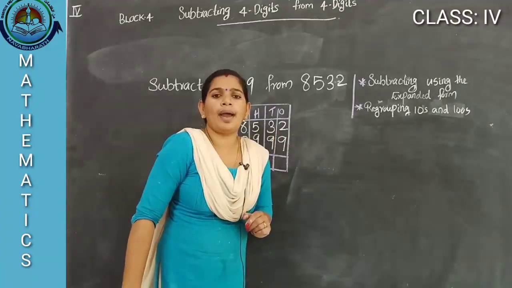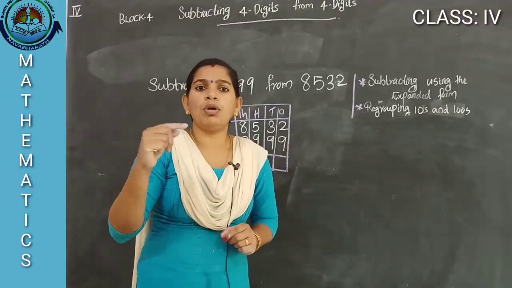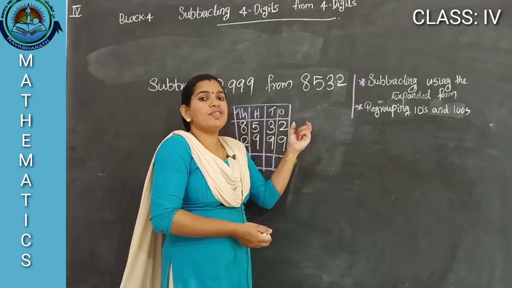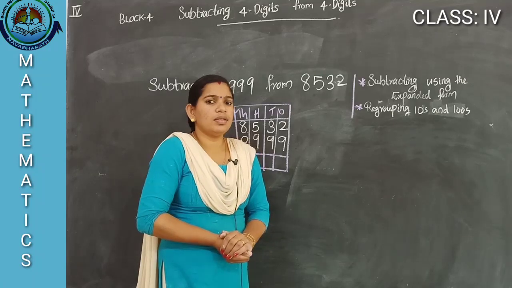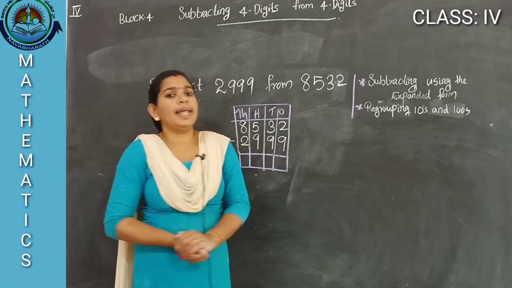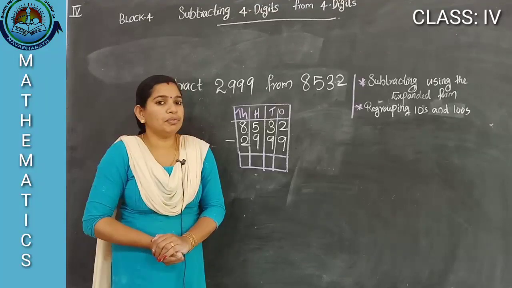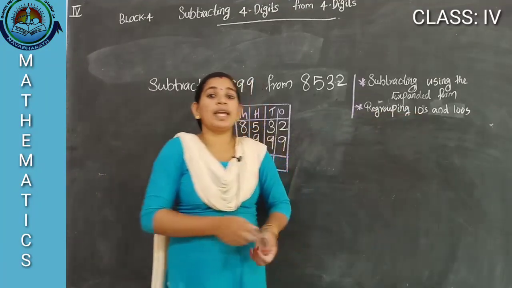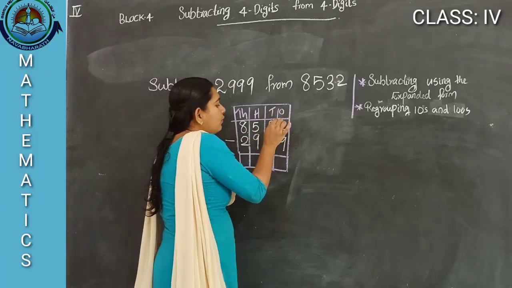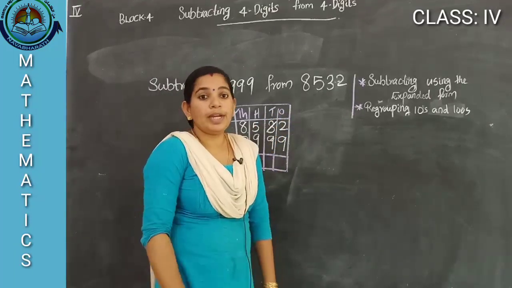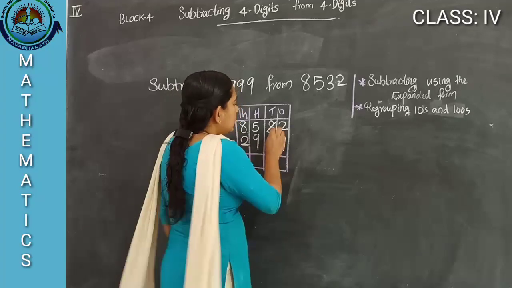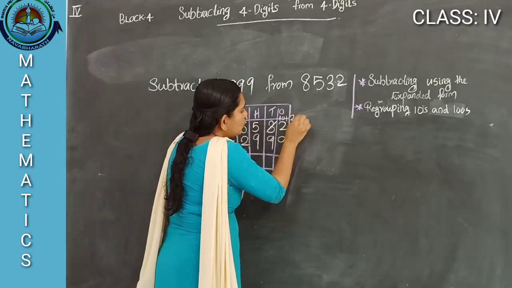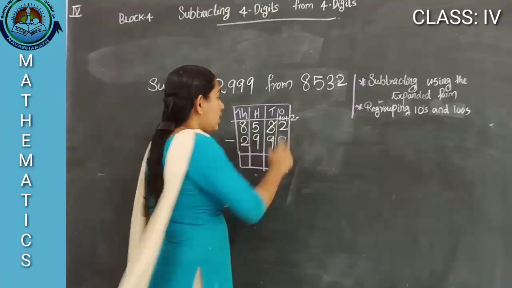2 minus 9. The first number is smaller than the second number. Then what do we do? In the previous class we discussed regrouping tens. So in the tens place we borrow 1 from the tens. So this becomes 10 plus 2 is equal to 12. I just write 12 here.